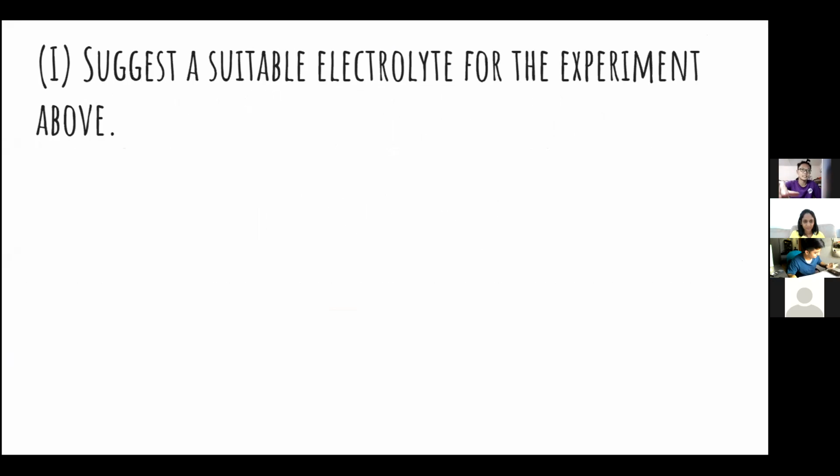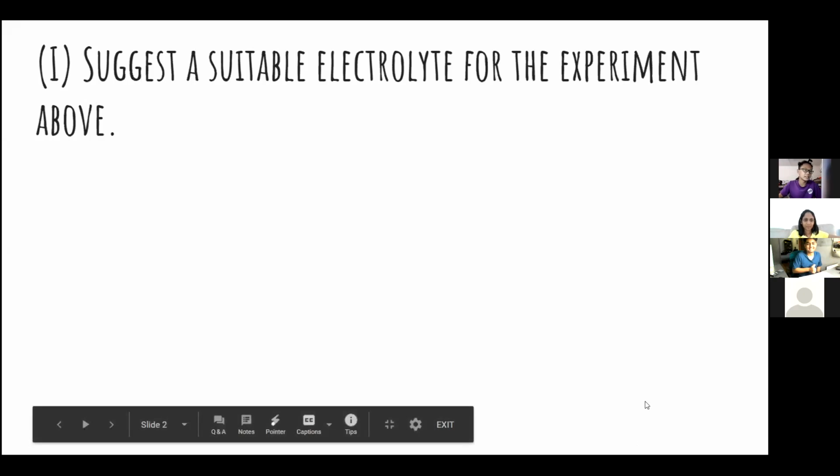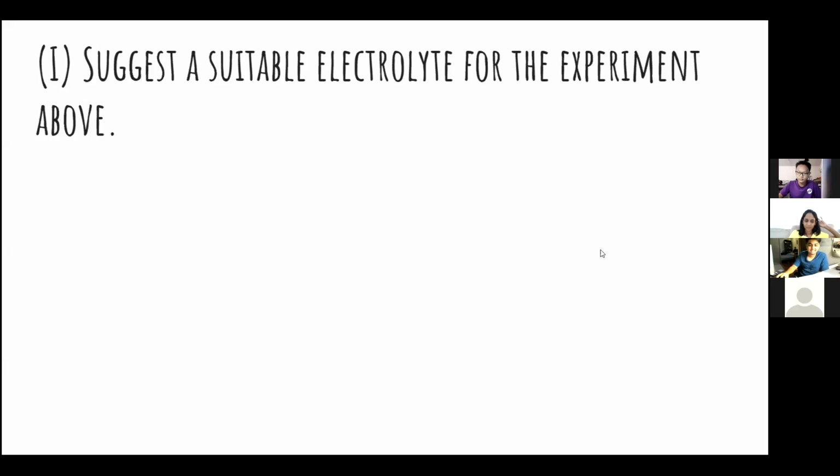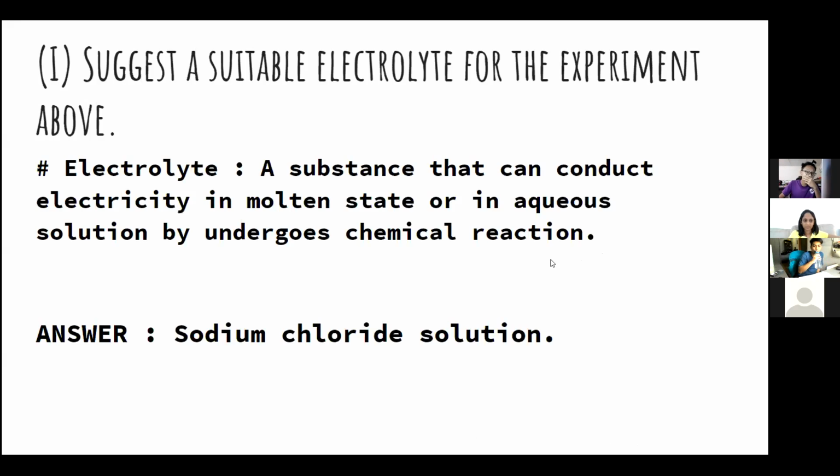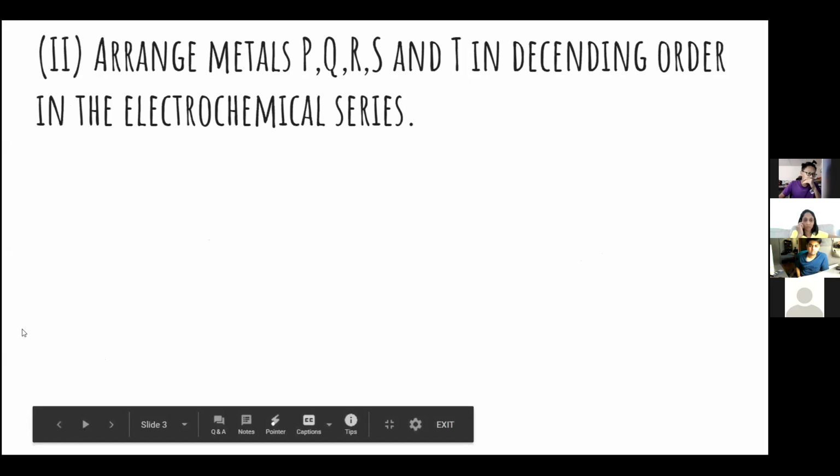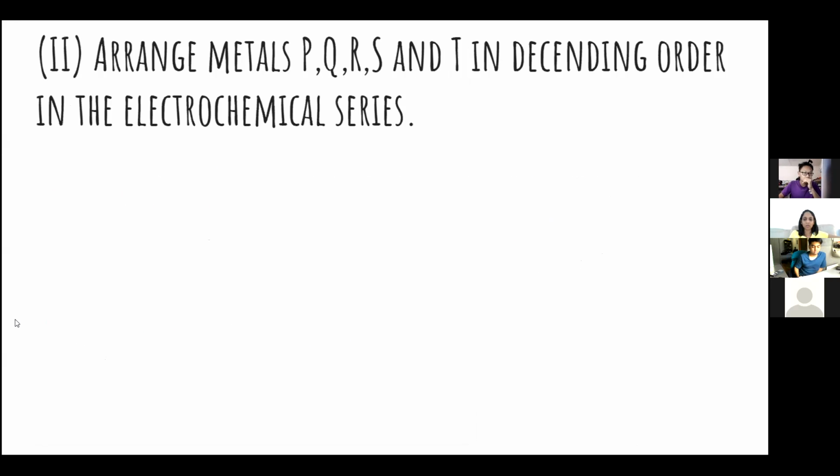A1 suggests a suitable electrolyte for the experiments above. So for me, electrolyte is a molten or aqueous solution. So we just need to choose any ionic compound that is in molten or aqueous state. So for me, I choose sodium chloride solution. Okay, perfect. Good. Must have the word solution. Teacher wants to see the word solution. Whatever you do, must have solution. Okay, go on.